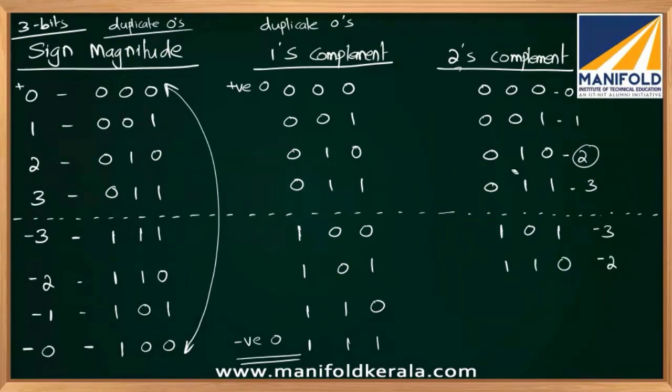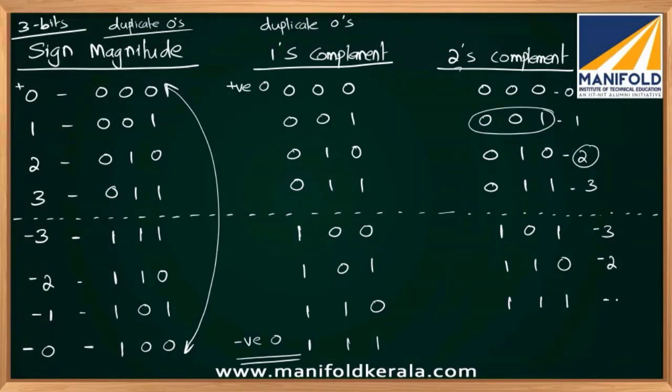And how will you get the negative one? If you want to get the negative one, go to plus one first. Plus one is 0 0 1. Take the twos complement of that. What is that? It is 1 1 1. So that is your negative one, right?